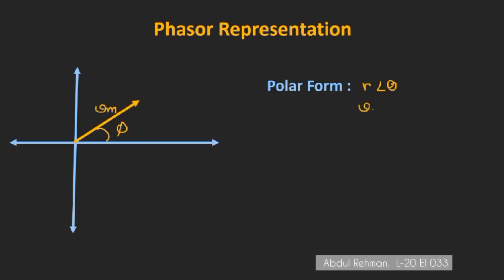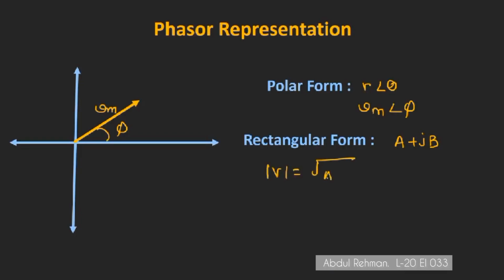The next form is the rectangular form. In this form we can represent any phasor by a complex number, that is a plus jb. The amplitude of the phasor will be the square root of a squared plus b squared, and the phase of the phasor is given by the expression tan inverse of b by a. This is the rectangular form of representation of the phasor.